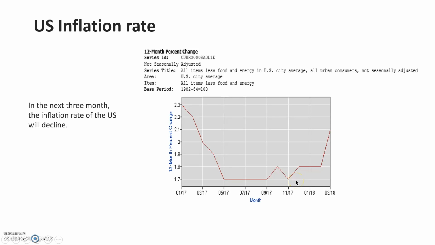Now I will talk about the inflation rate. Here we have the graph of the US inflation rate. As we can see from the graph, the inflation rate in the United States has remained relatively stable since May last year, and then it has risen from 1.7% to 2.1% in the past 2 months. However, we think it's just a short-term increase. We predict that the inflation rate will decline after the peak of 2.1% in the next 3 months.